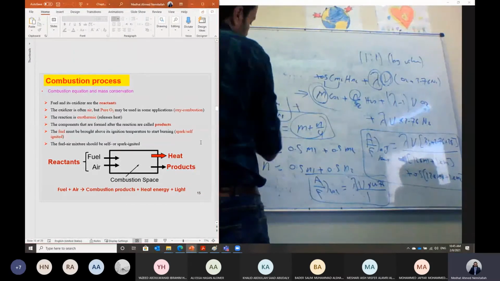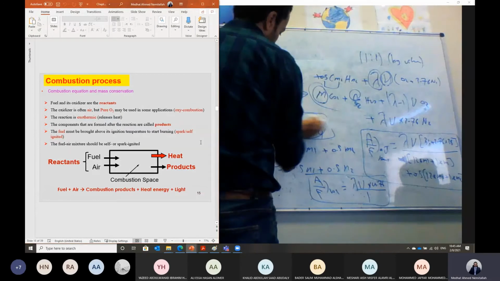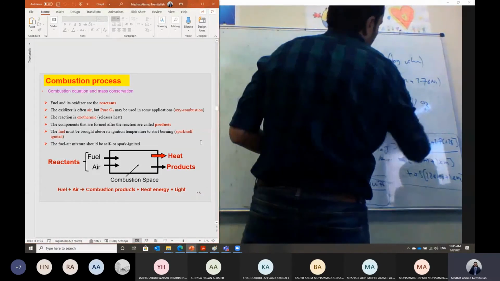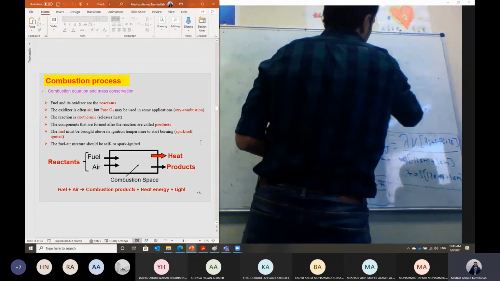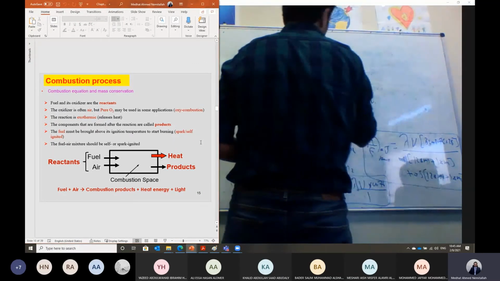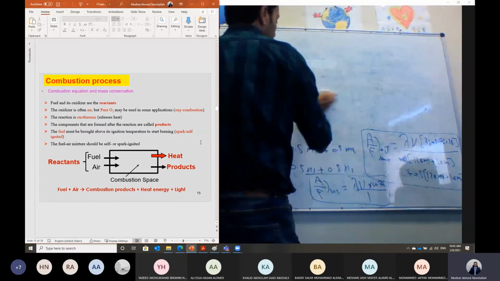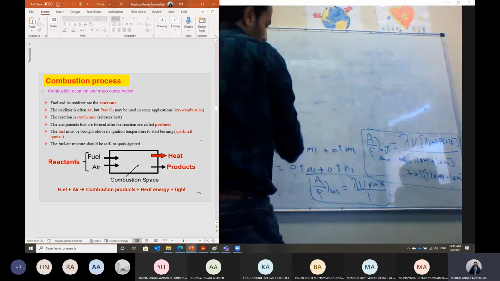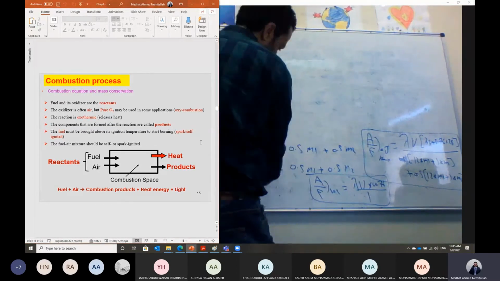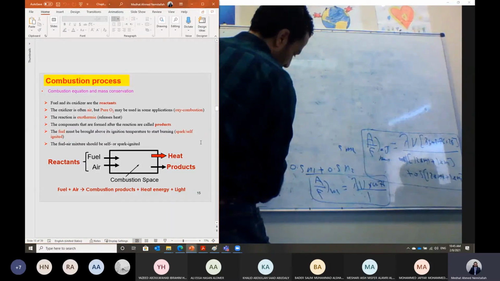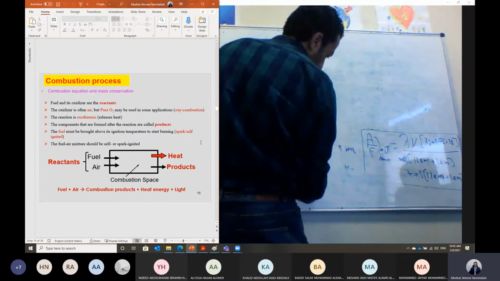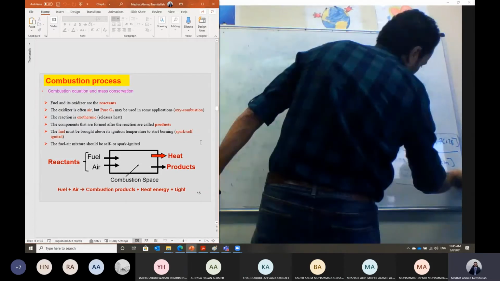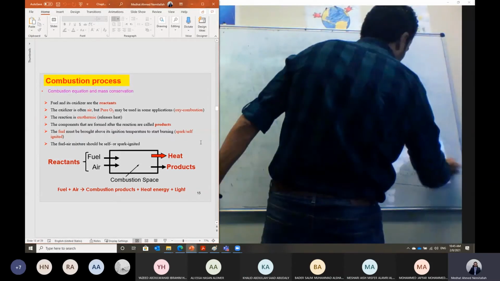Like, let's say, if we have alcohol fuel. Alcohol fuel is an oxygenated fuel, and it is used as a fuel additive, as I told you, in gasoline engines in order to improve the octane number. So usually we use alcohol fuel. But in this case, if we have alcohol, how can we write down the combustion equation and how can we calculate the air to fuel ratio?